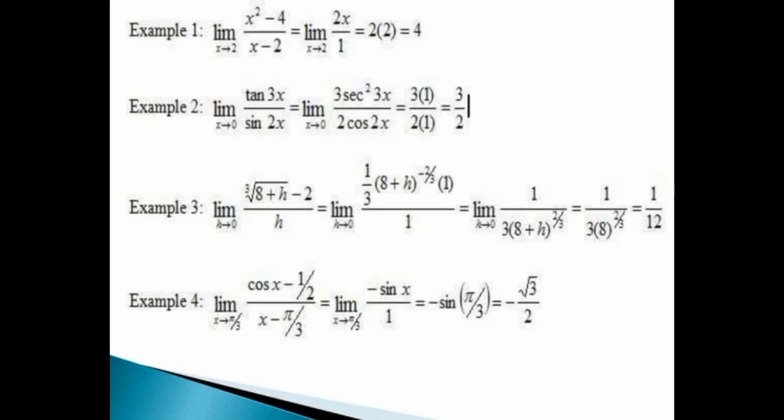Example number 2 is the limit of tangent 3x over sine 2x, as x approaches 0. So you will differentiate those trigonometric functions. The final answer is 3 over 2, which is not indeterminate. Then number 3, same process also when using L'Hospital's rule.